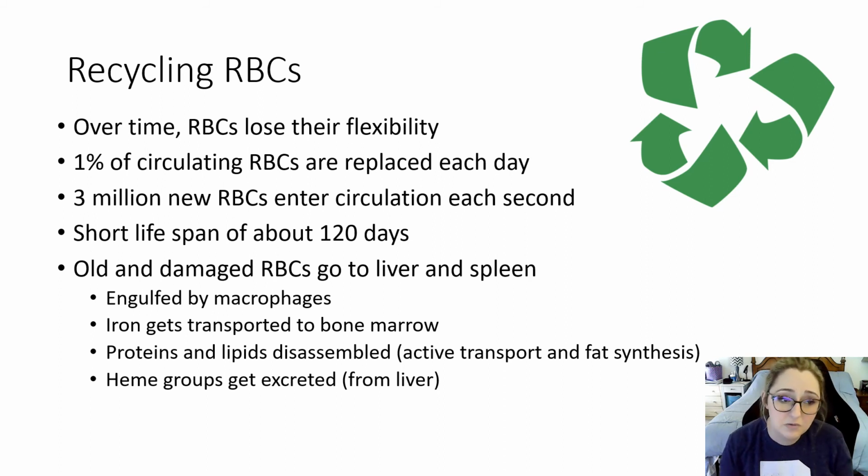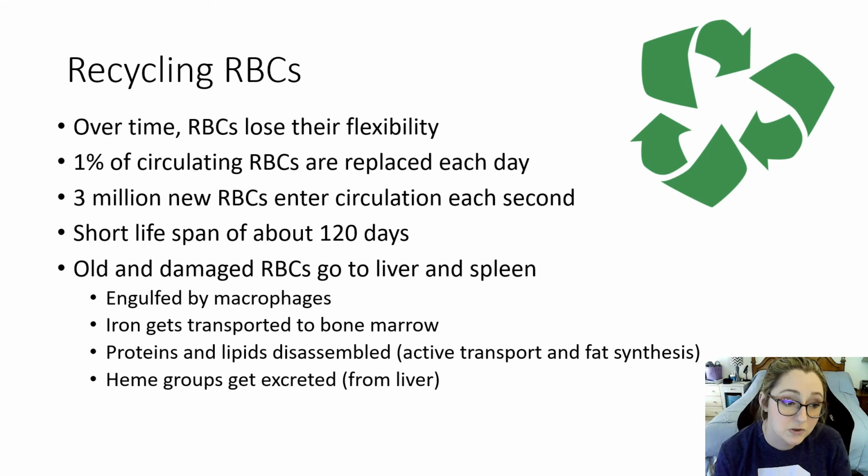About 3 million new red blood cells enter circulation each second. That's a lot, and it's also very important. A red blood cell's lifespan is about 120 days. That is around the time we put them out to pasture. So these old, damaged red blood cells are going to go to the liver and spleen. And I know we haven't talked about these organs just yet, but this is one of their purposes. They actually have multiple. What happens is our old damaged red blood cells are engulfed by macrophages.